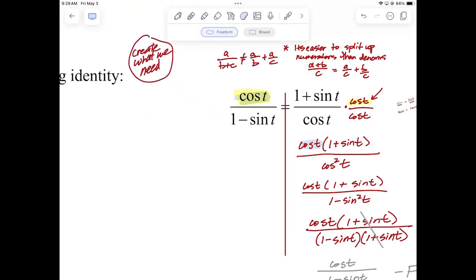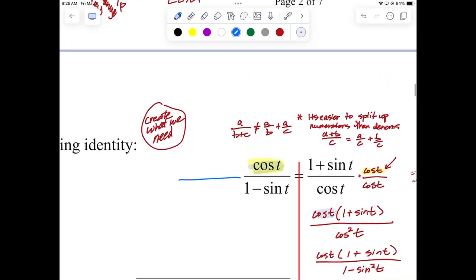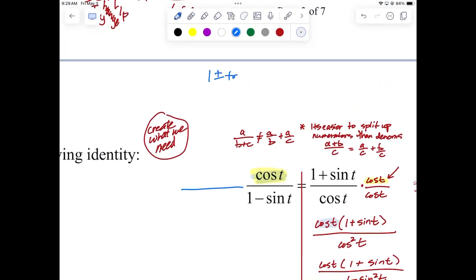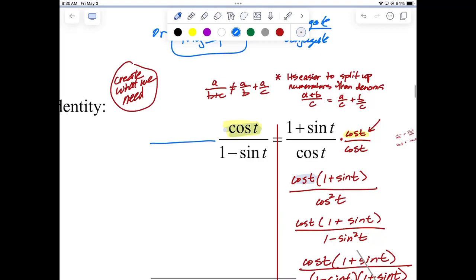Now, watch this. Let's do it from the other side, because the other side is going to introduce another strategy that we've already talked about. If you see 1 plus or minus a trig function, or a trig function plus or minus 1, a good strategy to get the ball rolling is to multiply by the conjugate over the conjugate. So I see 1 minus sine. I'm going to multiply by 1 plus sine over 1 plus sine.